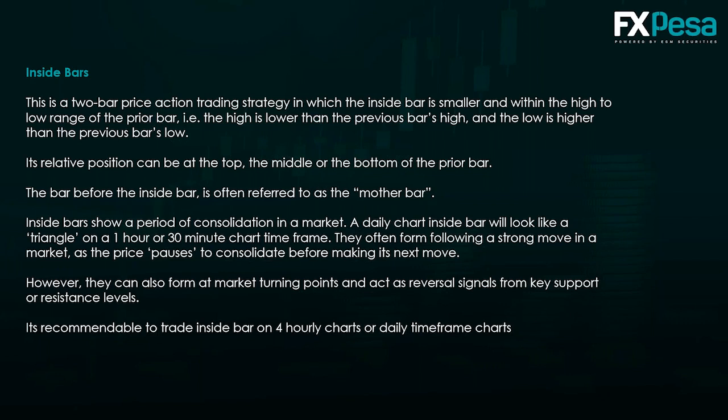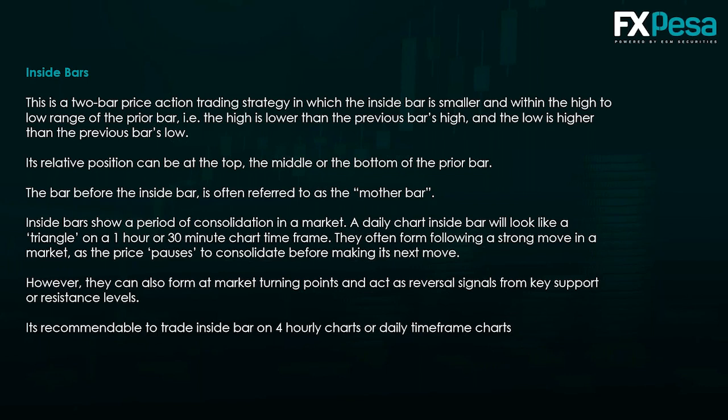Okay, that's if you have the first candlestick forming, and then you have the second one forming. So considering the one that has formed lately, it has to be within the highs and lows of the first one, and that's why it's an inside bar. So its relative position can be at the top, the middle, or even at the bottom, right? Doesn't matter. But the bar before the inside bar is often referred to as the mother bar. Okay, as simple as that, mother bar.